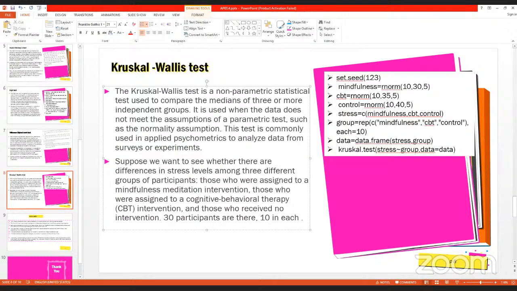Can anybody tell me what is the alternative of the t-test in non-parametric? I think Pooja can answer. Mann-Whitney U test. Any other? Sign test for paired samples. Median test. But keep in mind here, it is not the score. It will be the rank.